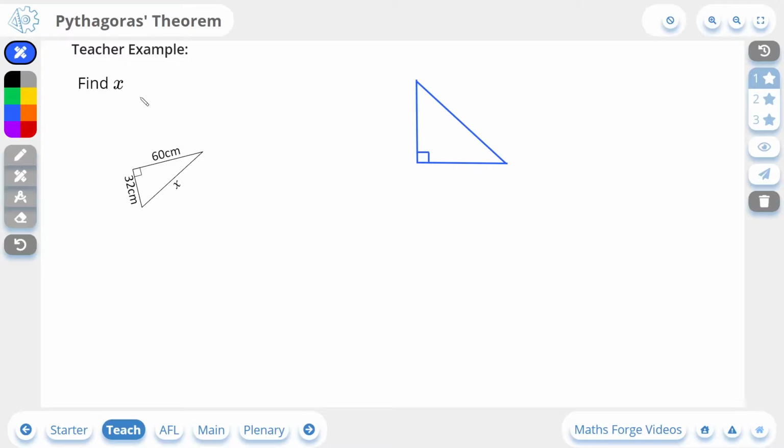So let's take a look at our first example. Here we're being asked to find the side x in this right angle triangle given two other sides.